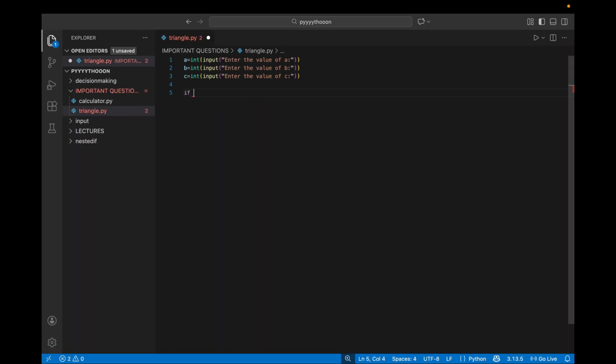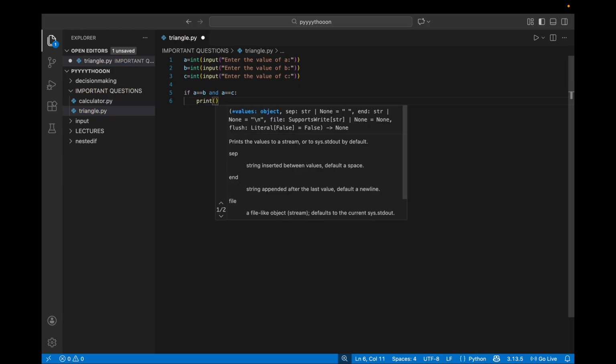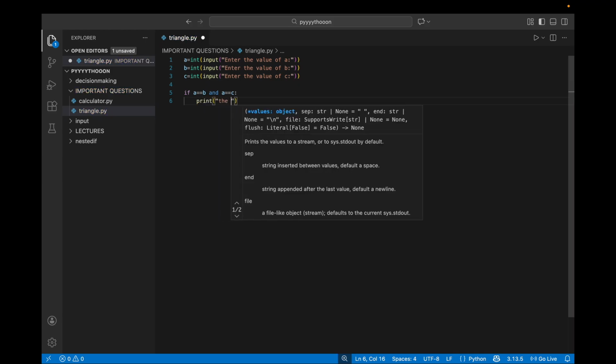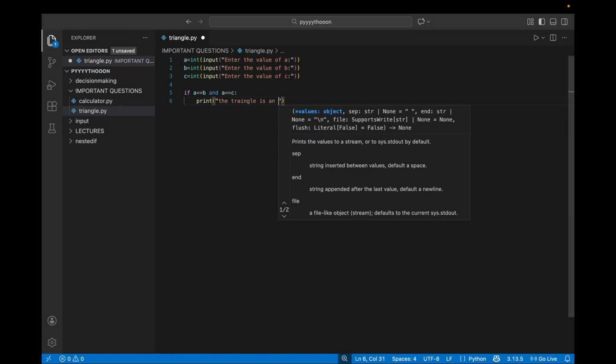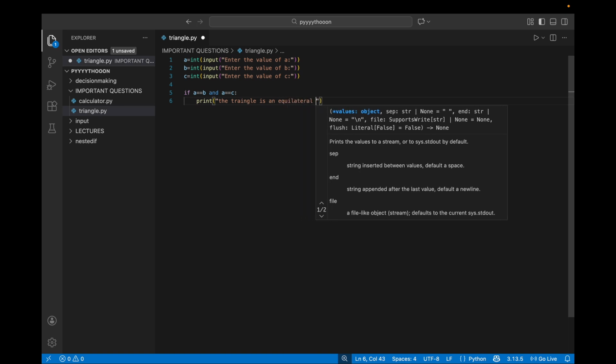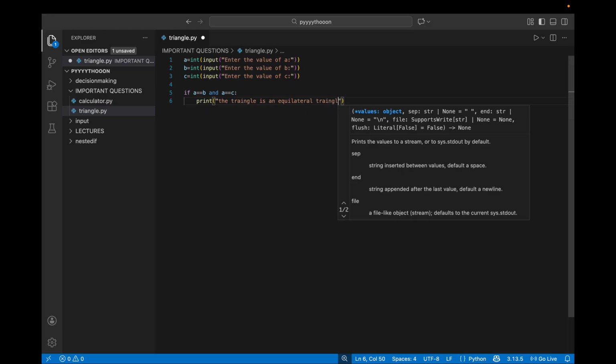If a equal to b and a equal to c, then print the triangle is an equilateral triangle.